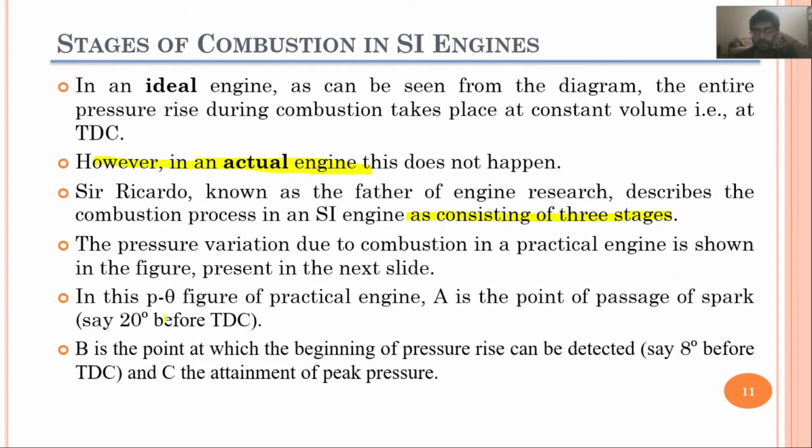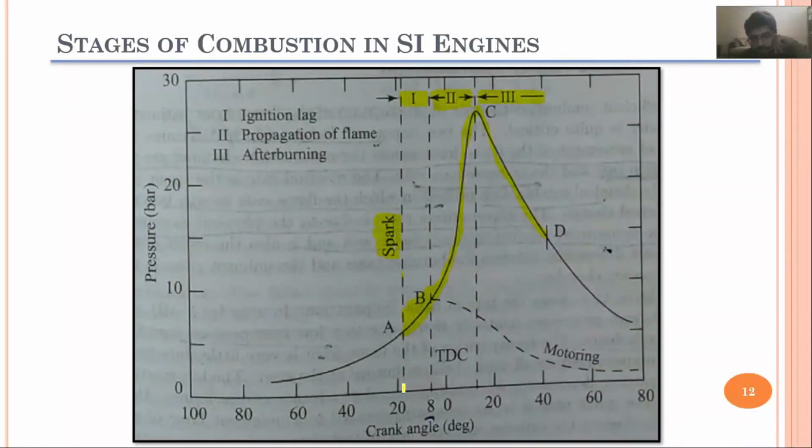So now coming back, in this P-theta figure which I explained earlier, A is the point where the spark plug will fire, and it is, let's say, 20 degrees before top dead center. Here you can see it is shown as 20 degrees, but you can say 18 degrees, let's say, 18 degrees before top dead center the spark will start, but it has not yet propagated throughout the combustion chamber.